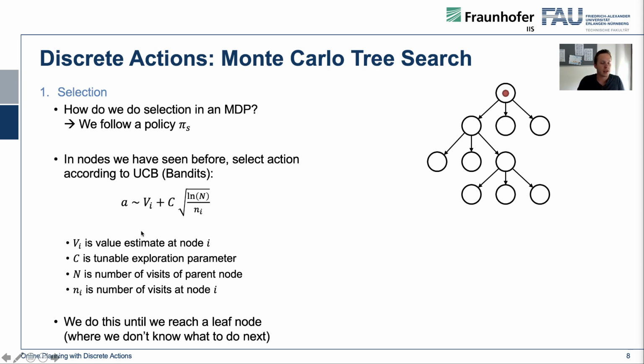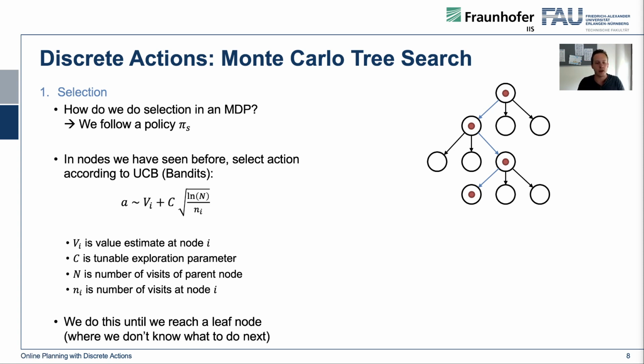So you sample an action and you make it based on the estimate of the node. You have a tunable exploration parameter. You have the number of visits of the parent node and the number of visits of the node y in here. Okay, and you do this until we reach some leaf node, which is in here. So in this case, we would go from here to there, from here to there, and from here to there. And from now on, from here, we do not know what to do next. So we have a leaf node. The episode didn't end yet, and the question is, what can we do?